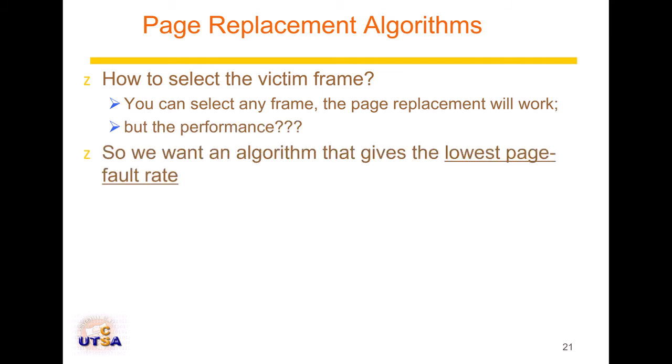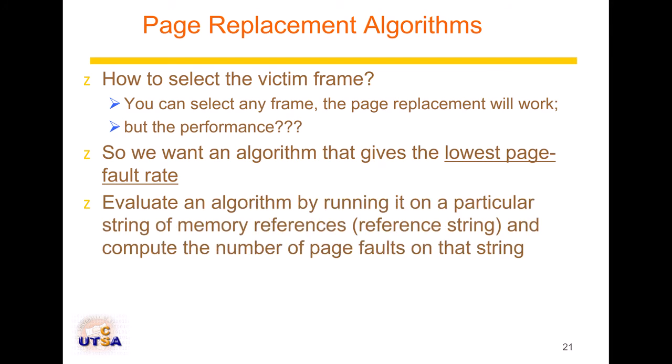Okay, so the whole idea here again, when we are selecting a victim frame, we would like to minimize the page fault. So we would like to come up with some solution that can minimize the page fault rate. We evaluate an algorithm by running it on a particular string of memory references. So that's the model we are going to use to judge different algorithms.